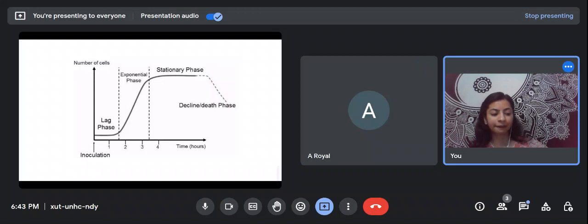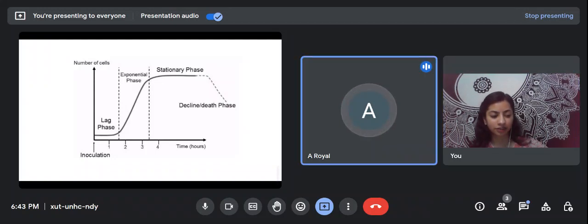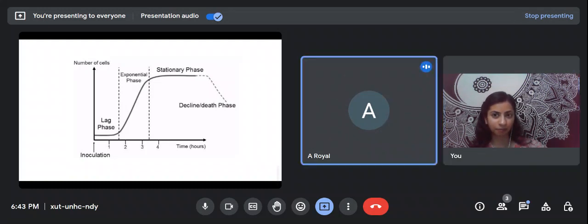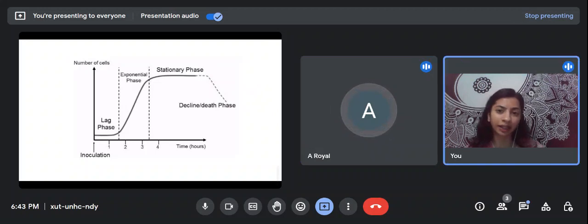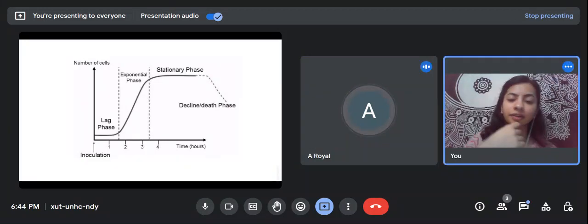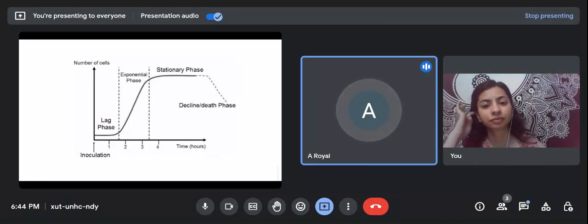So what you're asking me is, in a continuous culture, will passage be the same? No, I'm asking... I think I didn't understand the question. Can you repeat it? I'll try this time.